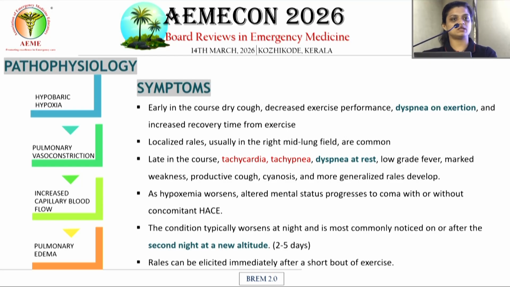And even the patient can present with severe cyanosis. So the difference between acute mountain sickness and HAPE is that acute mountain sickness usually develops within the initial 1 to 6 hours. This will take 2 to 5 days. So on the initial day, the patient might be asymptomatic. So this is noticed on or after the second night at a new altitude, that is 2 to 5 days.